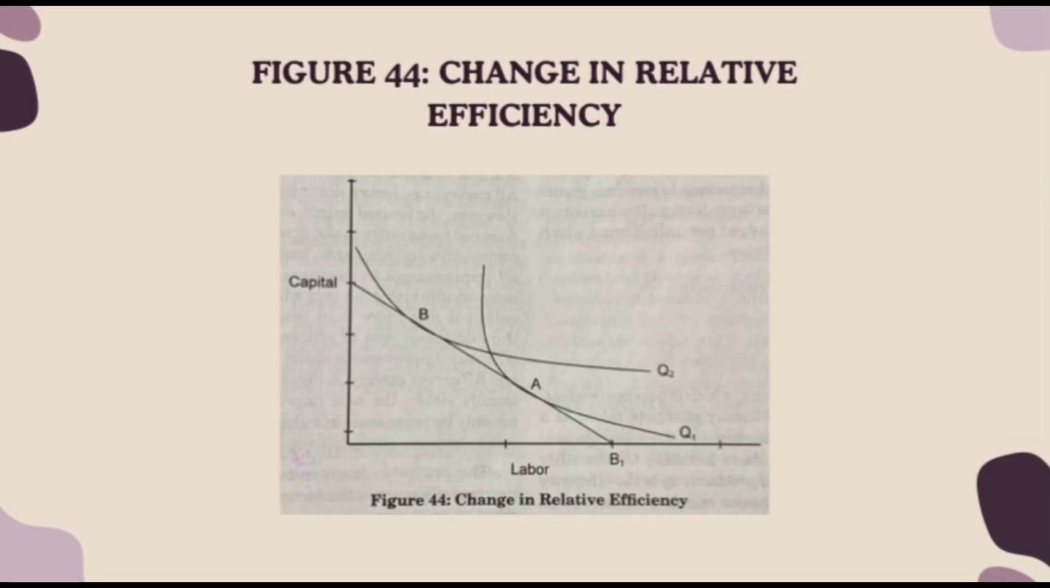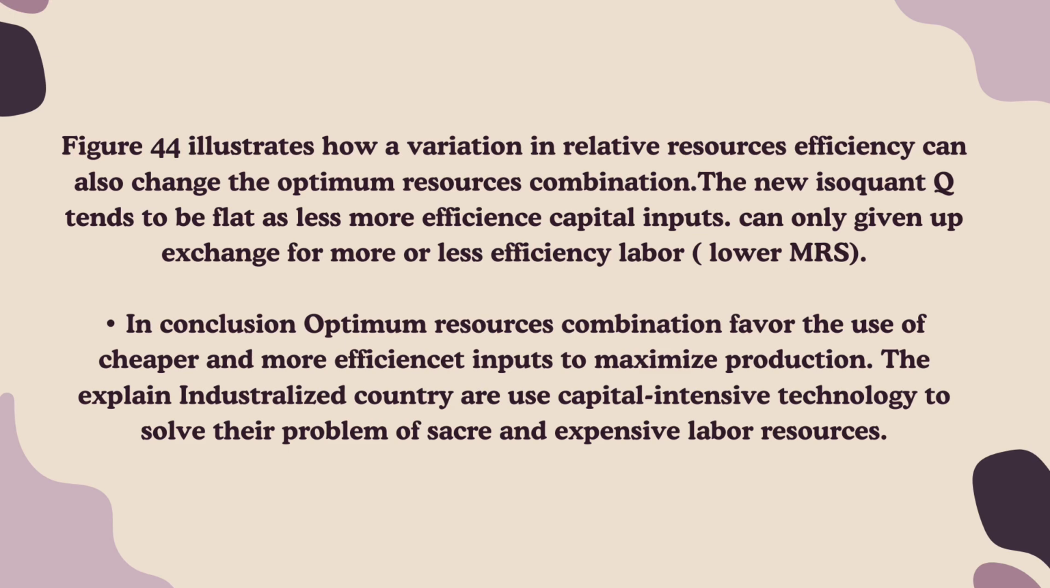Figure 44 illustrates how a variation in relative resource efficiency can also change the optimum resource combination. The new isoquant Q tends to be flat as less efficient capital inputs can only be exchanged for more, less efficient labor, giving a lower MRS.